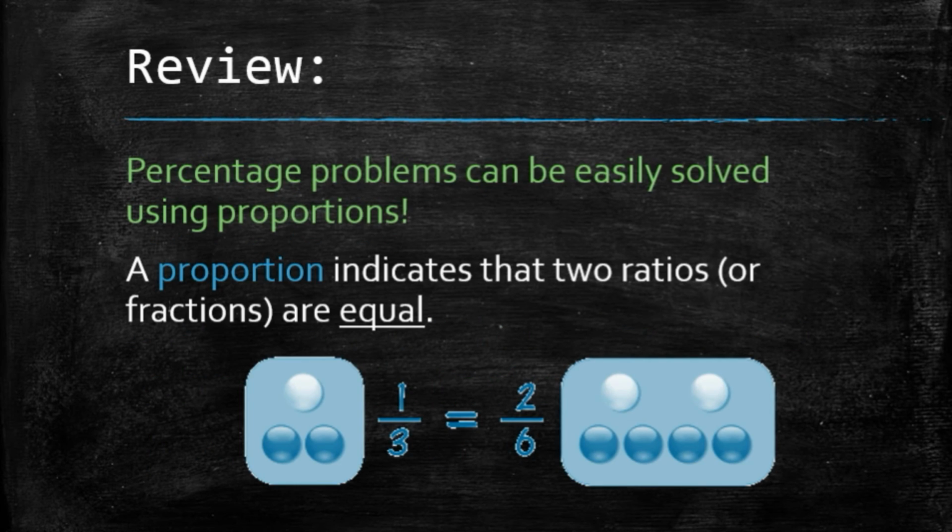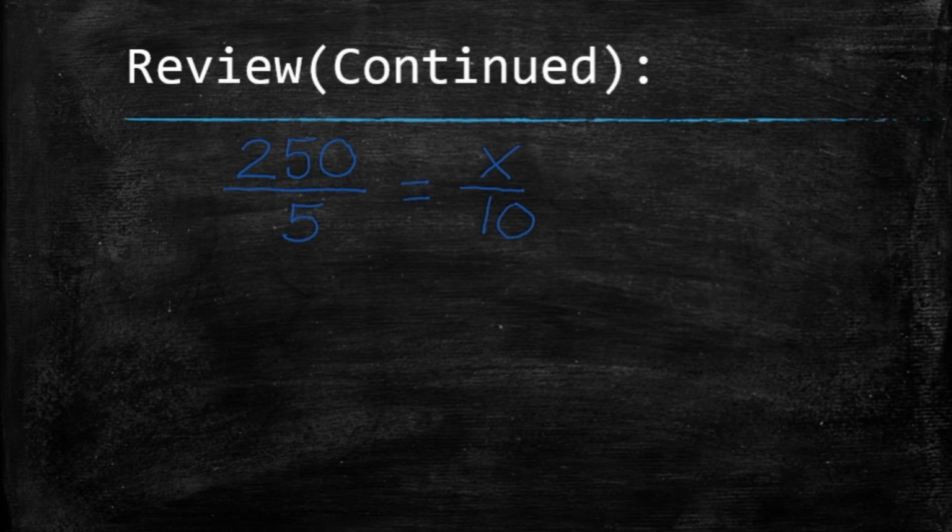Let's go ahead and review proportions in general. Now, a proportion indicates that 2 ratios or fractions, as you see in the example, are equal. And you can see these indicated by the dots there. 1/3 is equal to 2/6.